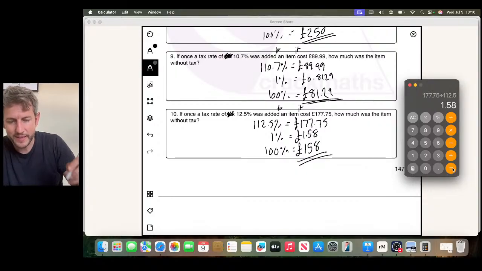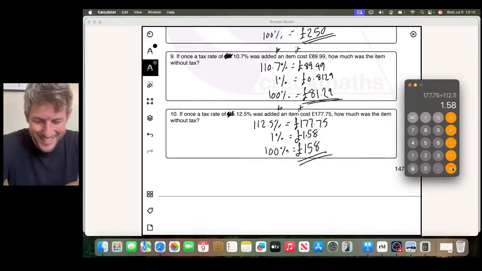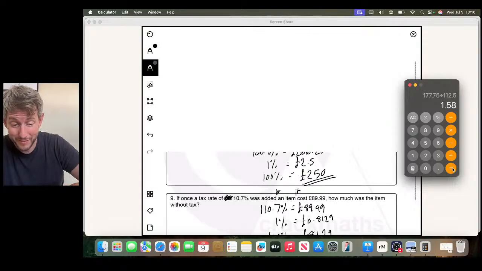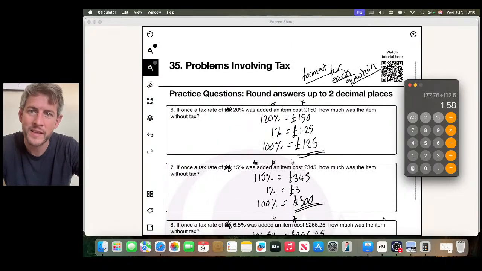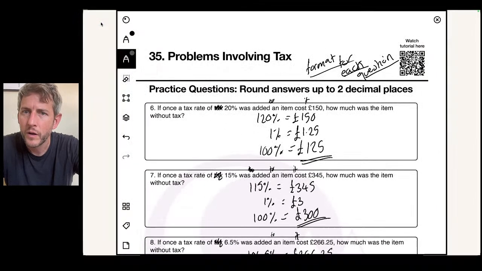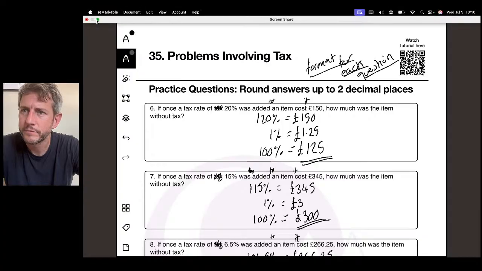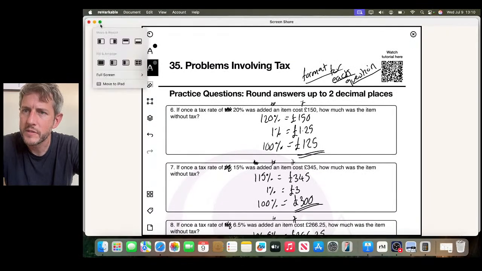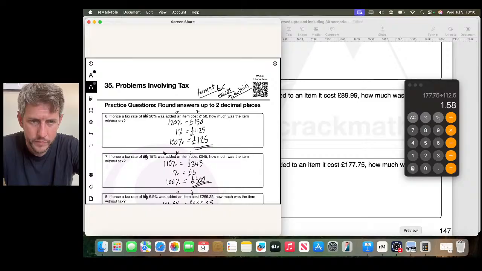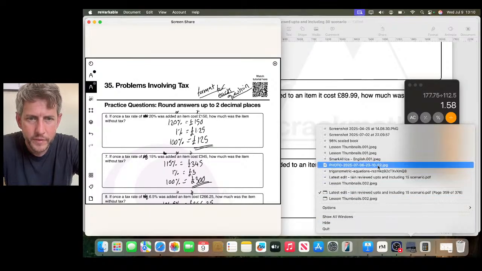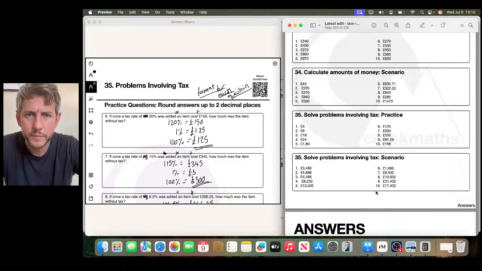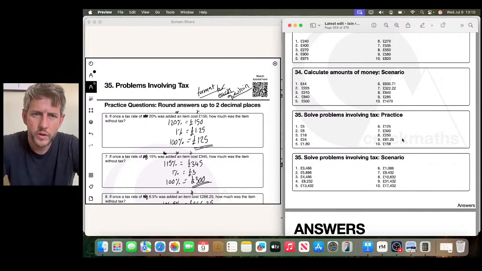Okay, right, let's get these marked. Penultimate, last round of questions, but we're on the scenario for topic 35, so let's get that going. Oh no, that's not what I wanted to do. I wanted to move this to the side. I want to get the answers up. Okay, so what have we got?